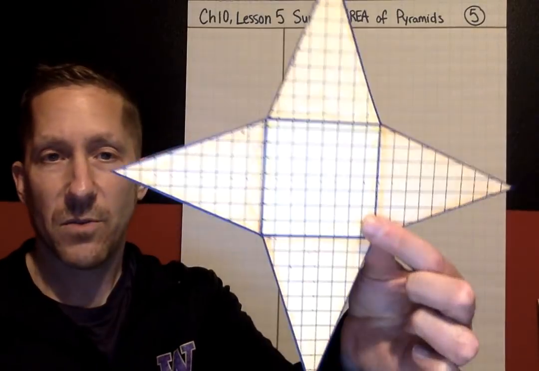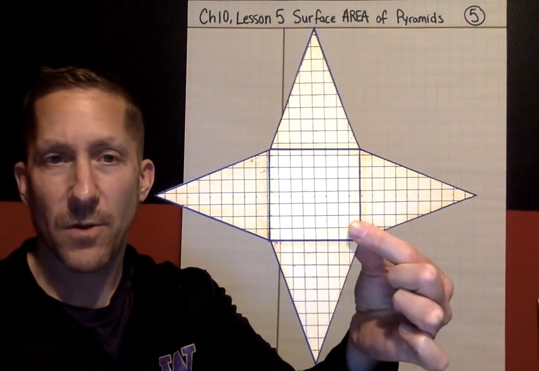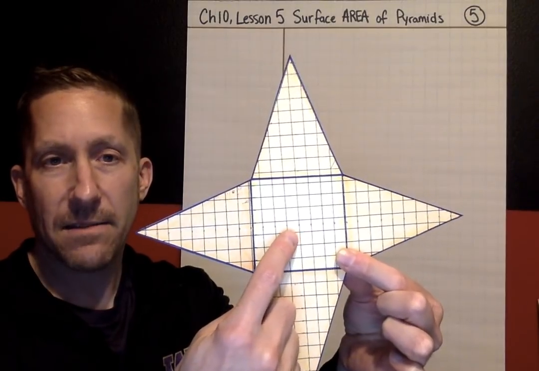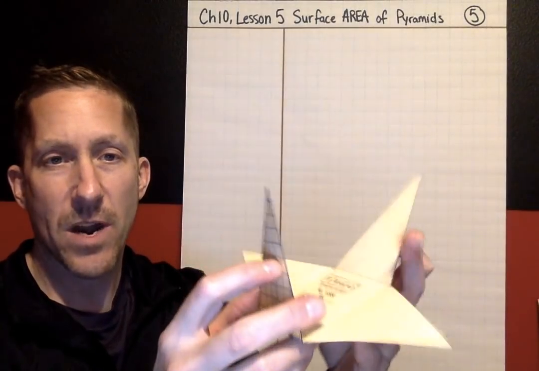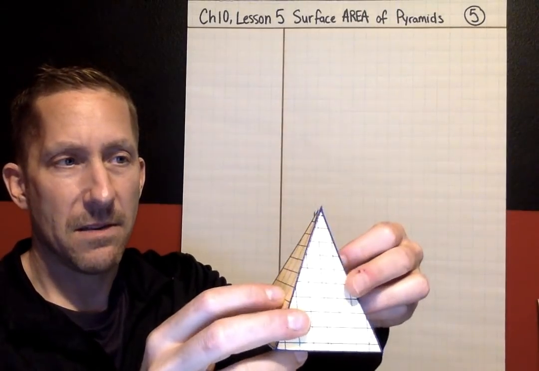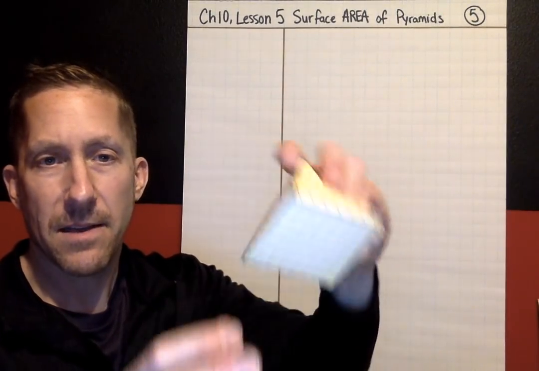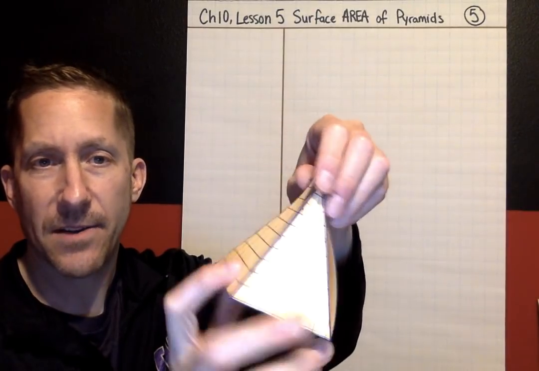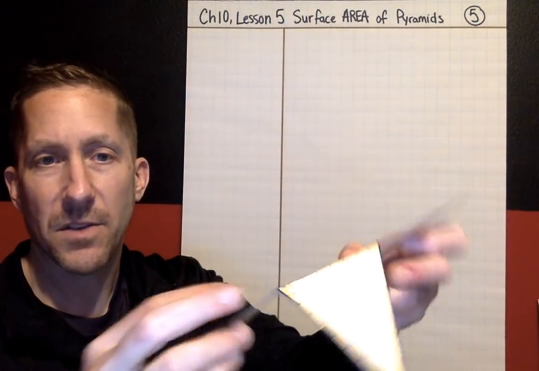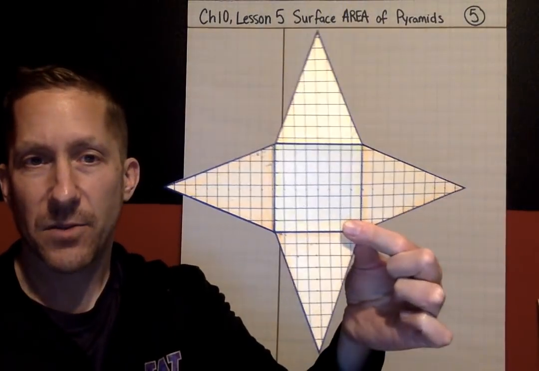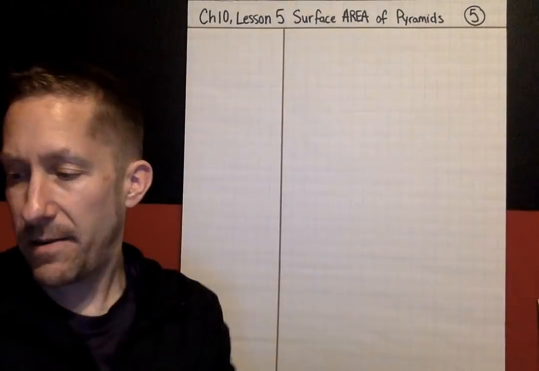Okay, so here is one net that will fold up to make a pyramid, and this would be the base. This would make a square base pyramid. So when I fold it up, it looks like this. The base is a square, and then I've got four identical triangles. So this is one type of pyramid that we will look at today, a square base pyramid.